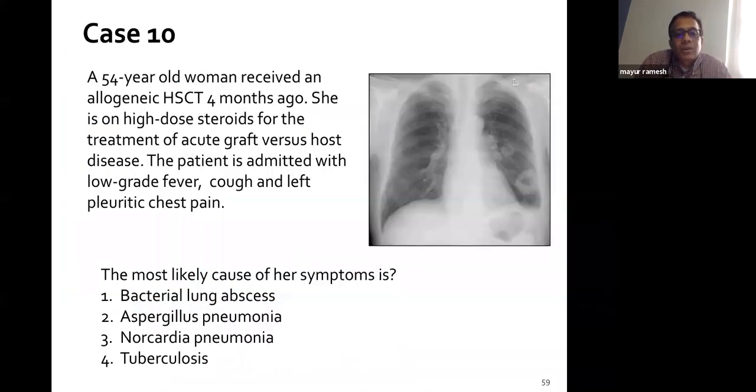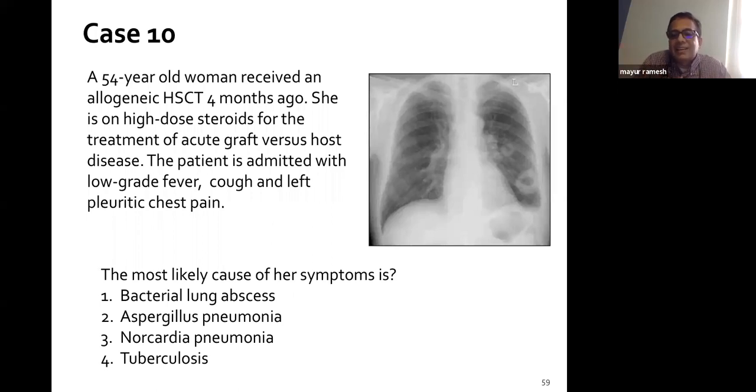This is a bone marrow story. A 54-year-old woman received an allogeneic hematopoietic stem cell transplant 4 months ago. She's on high-dose steroids for treatment of acute graft-versus-host disease. The patient is admitted with low-grade fever, cough, and a left pleuritic chest pain. The key element is pleuritic chest pain.